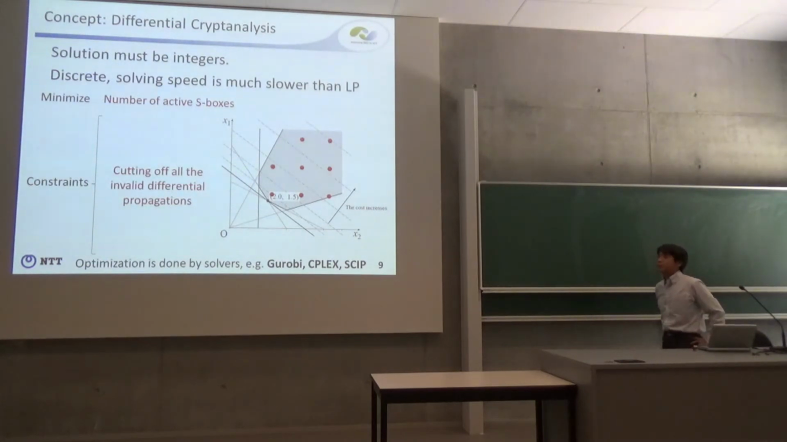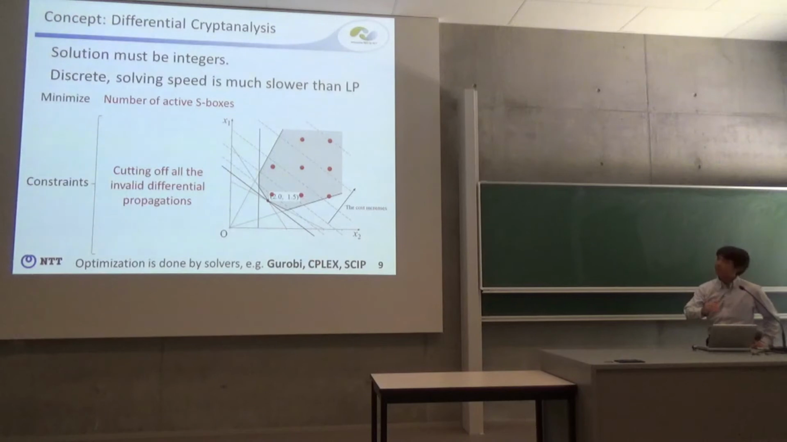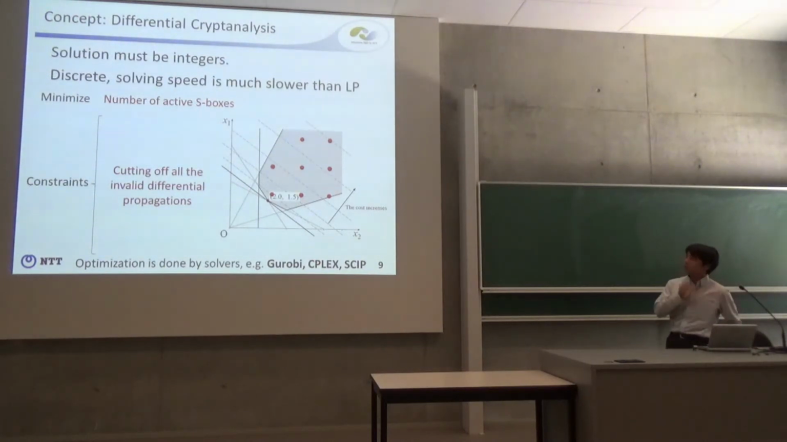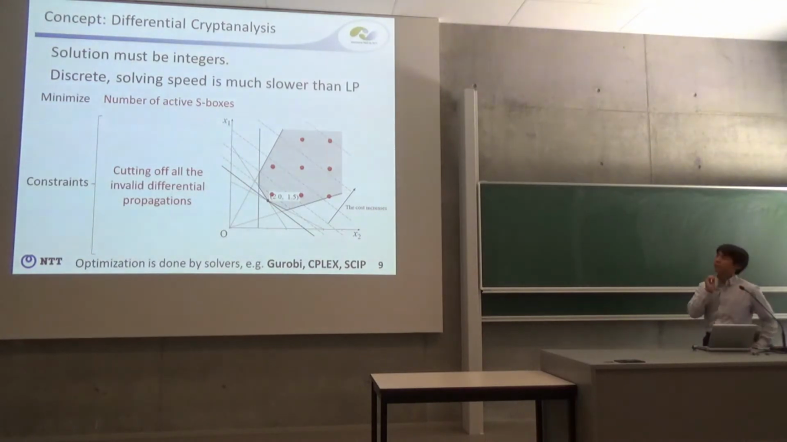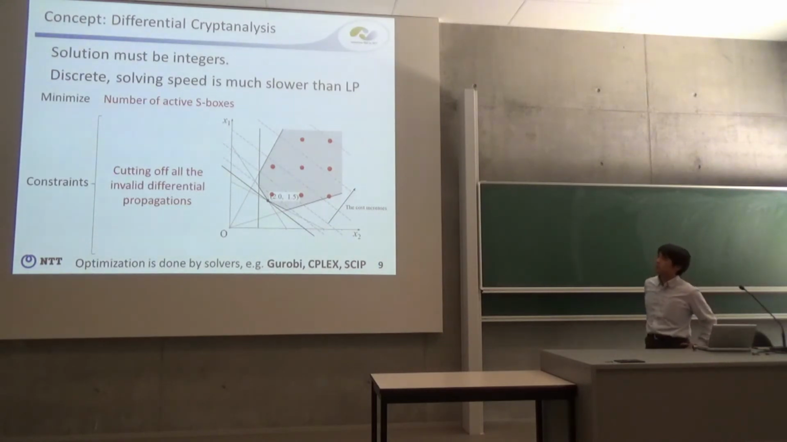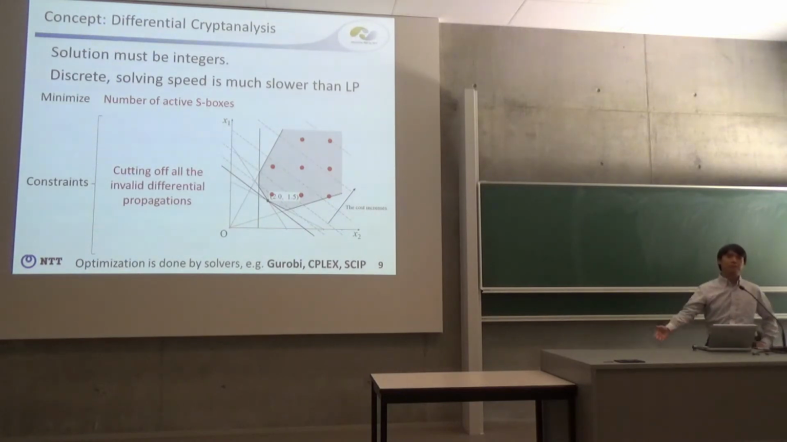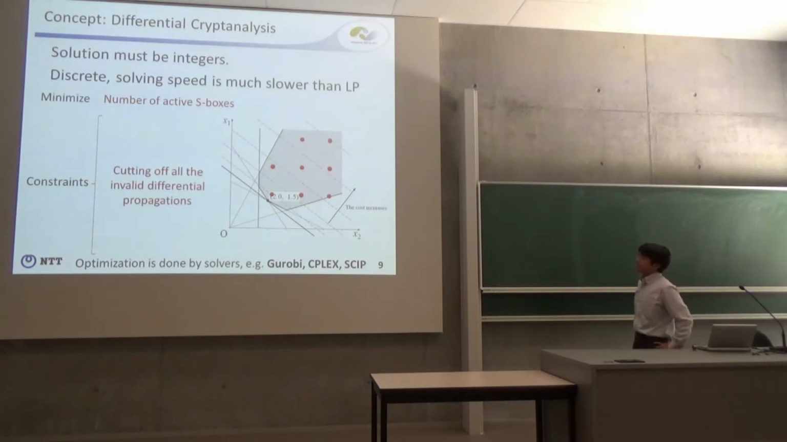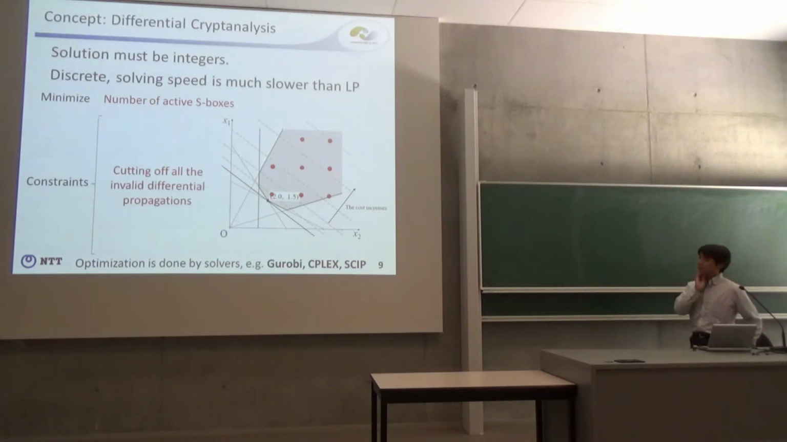And so we want to maximize the efficiency of the attack with this tool. Usually, for the objective function, we define the number of active boxes. So basically, we want to minimize the number of active boxes. And the constraint is like cutting off the invalid differential propagation patterns. So the solution is always a valid differential pattern, and then we minimize the number of active boxes. Of course, how to define the number of active boxes or the constraints is the main issue, but I'll skip those issues now, and I'll come back to them for the meet-in-the-middle attack.